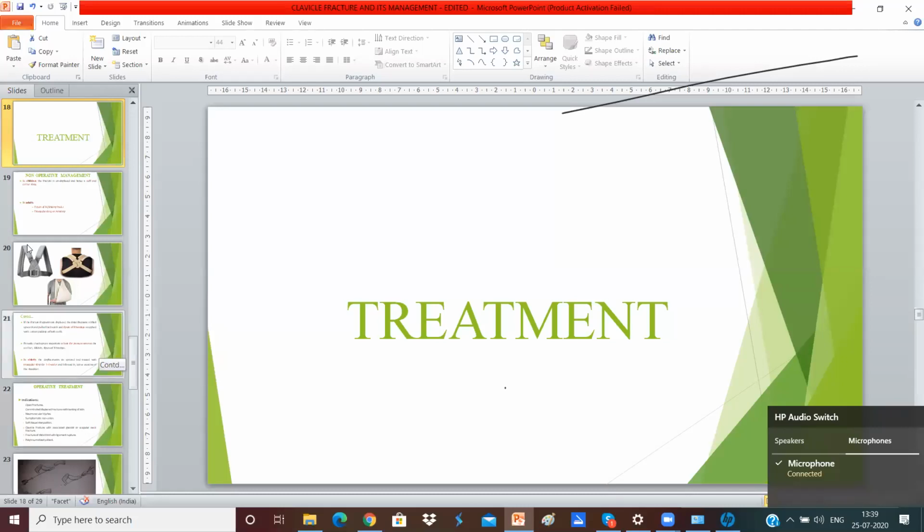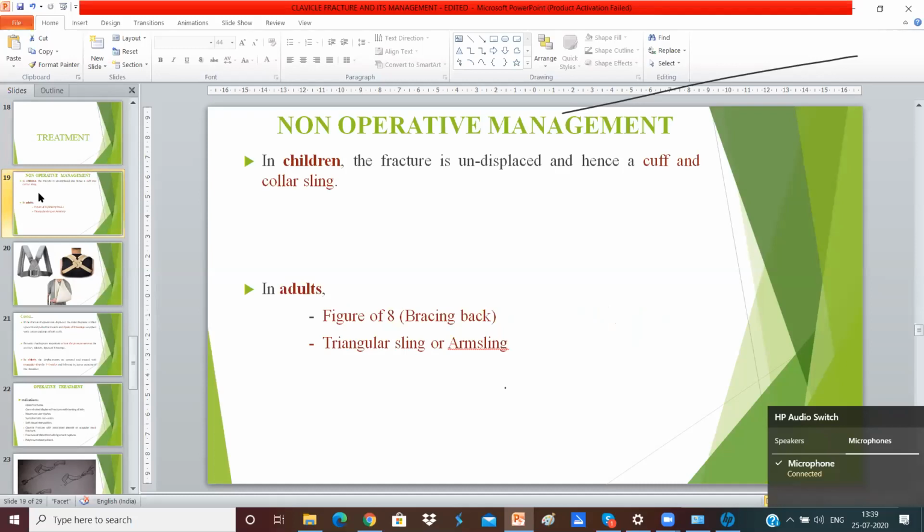Now, what treatment choices do we have? We have two types of treatment here. One is conservative treatment, another is operative treatment. But most patients with fracture clavicle can be treated with conservative treatment. There is no need of going for surgery. In the case of very small children, 1, 3, 4, 5 years, you do not even need to apply anything else, only a simple collar and cuff is enough.